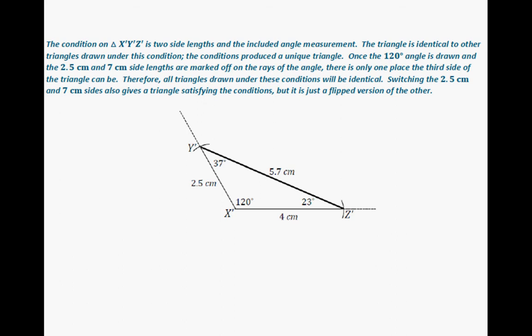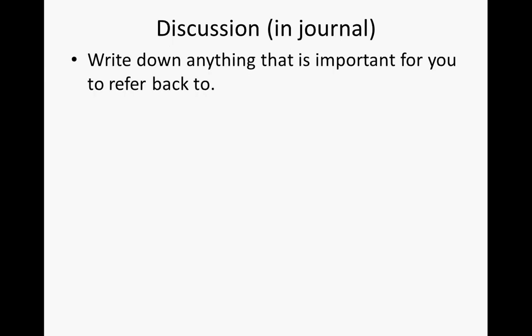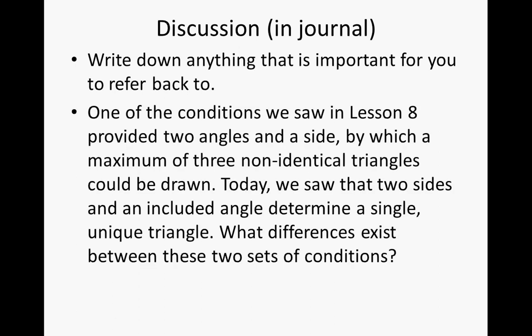All right, so you should be done with this problem. So let's go ahead and discuss. You can take notes in your journal. So write down anything that is important for you to refer back to. One of the conditions we saw in Lesson 8 provided two angles and a side by which a maximum of 3 non-identical triangles could be drawn. Today we saw that two sides and an included angle determine a single unique triangle. What differences exist between these two sets of conditions?